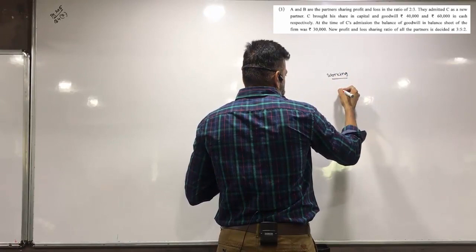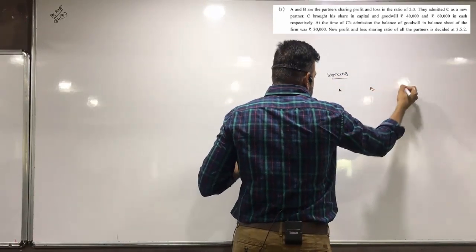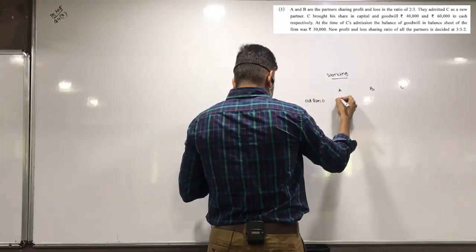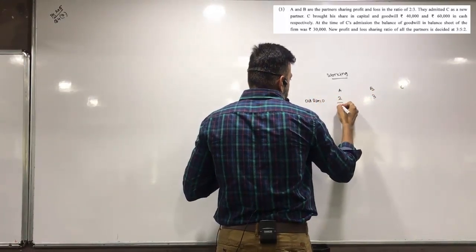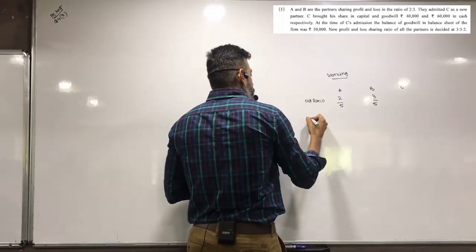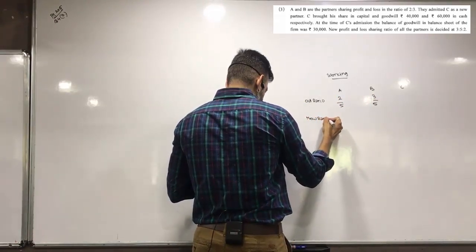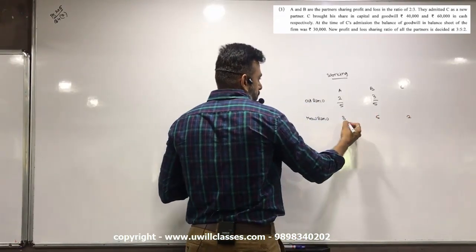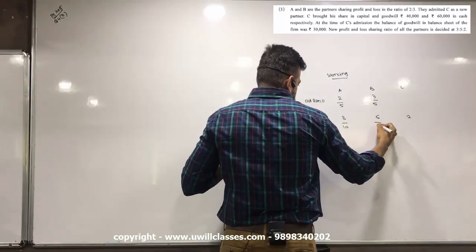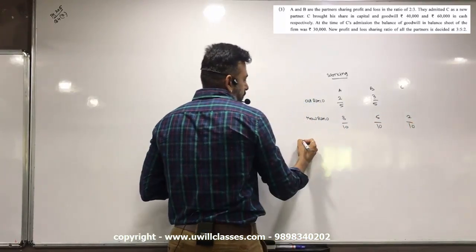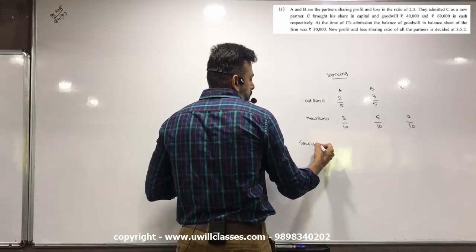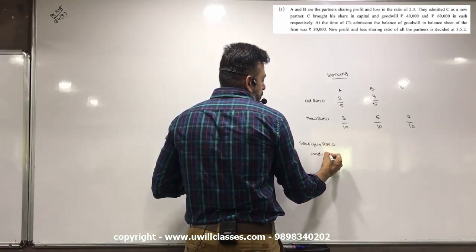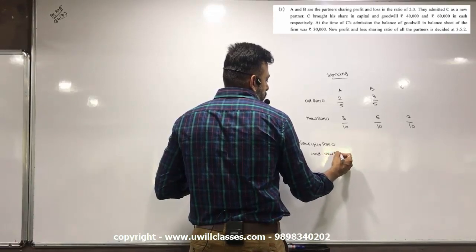We have three partners, A, B and C. Old ratio 2:3, so 2/5 and 3/5. New ratio already given, 3:5:2, so 3/10. Can we find the sacrifice ratio? Sacrifice ratio is equal to old minus new ratio.